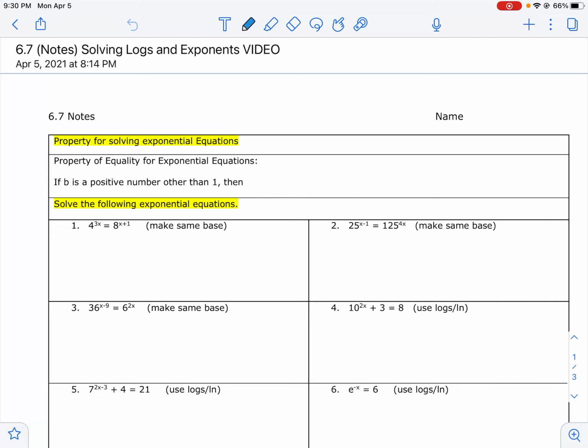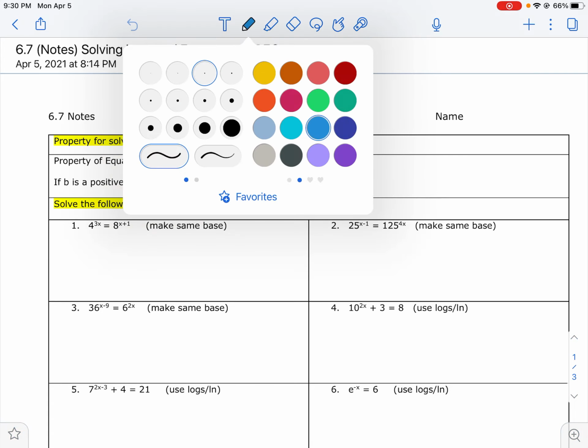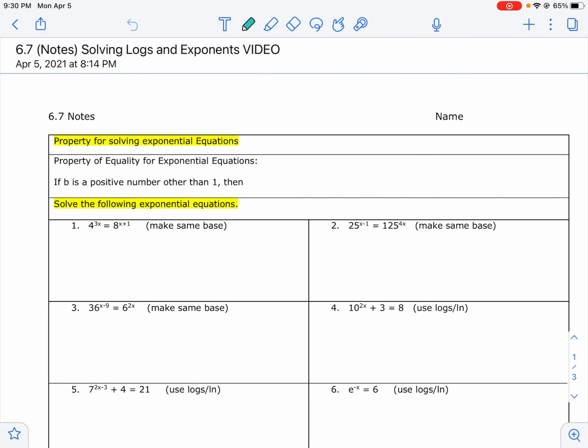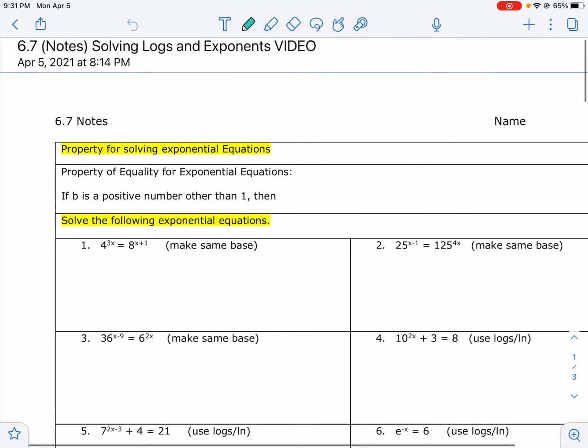All right, so this is the last section of Unit 6. We're taking a look at solving logs and exponents. In order to do this, we first need to know some properties for solving exponential equations. This first property of equality for exponential equations says if b is a positive number other than 1, then b raised to the x power equals b raised to the y power means that x is equal to y.